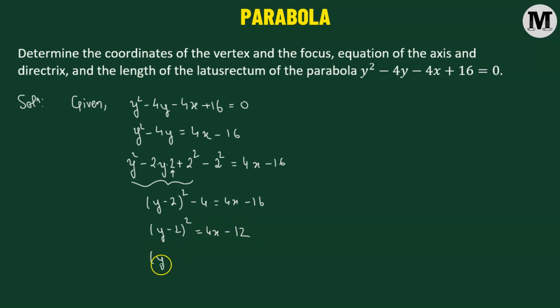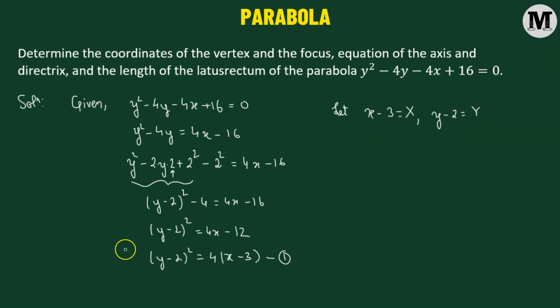Now we'll take 4 as the common factor on the right hand side. So 4 gets multiplied to x minus 3. This is the equation of the parabola. Although it is in the standard form, the coordinates of the vertex have been shifted. So in order to find out the new position of the vertex, we are going to make two substitutions. Let us suppose that x minus 3 equals X in uppercase, and y minus 2 equals Y in uppercase as well.